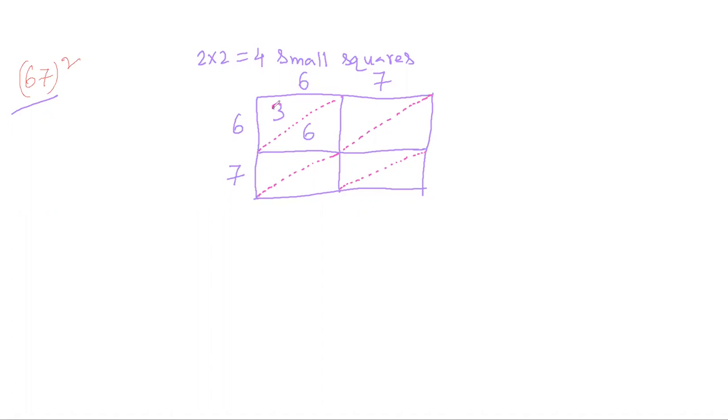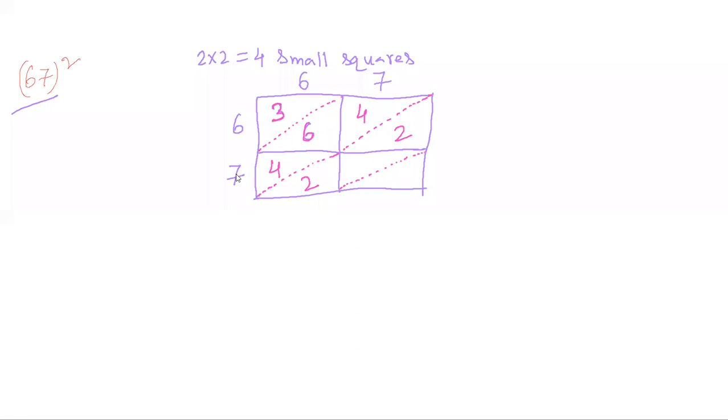Now I will take this 6 and this 7. 6 into 7, that is 42. So I'll write 42 in this way. Now I will take this 7 and this 6. 6 into 7, 42, and that result we will write in this place. So in this place we have to write 42.